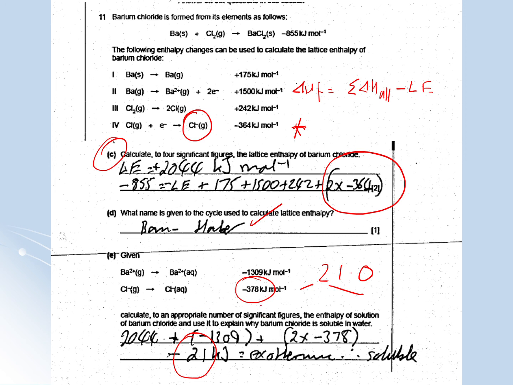Again, the only thing that might have caught a few people out there was the fact that barium chloride is of course BaCl2. And that meant that you needed the hydration enthalpy of 2 chloride ions down there. Okay, and then it says use this to explain if barium chloride is soluble in water. Well, it's exothermic, so I think they want the connection that it's exothermic, which means that it is soluble.